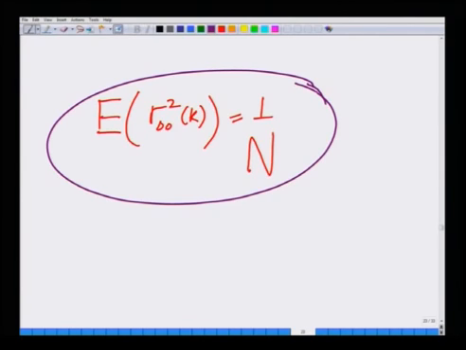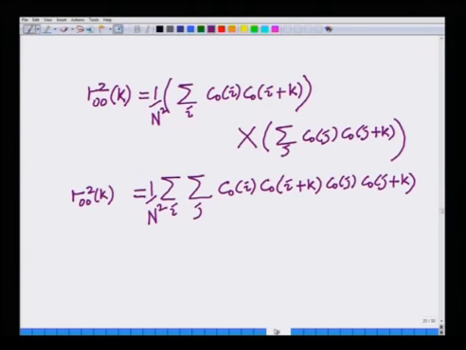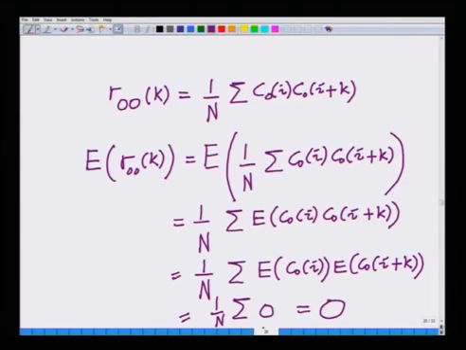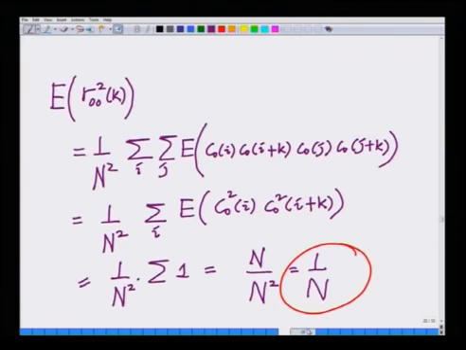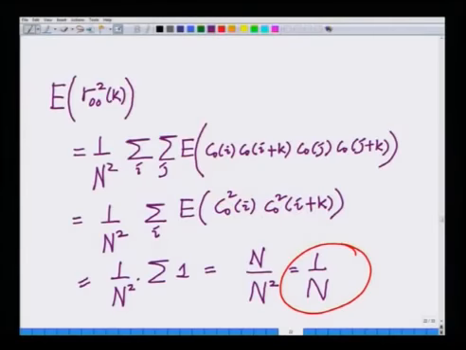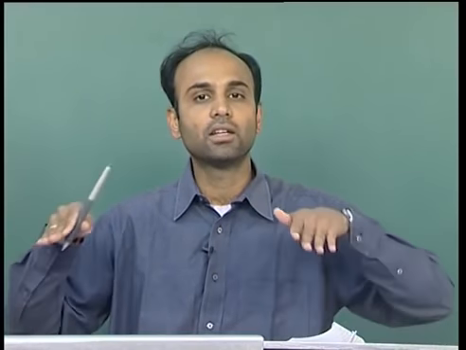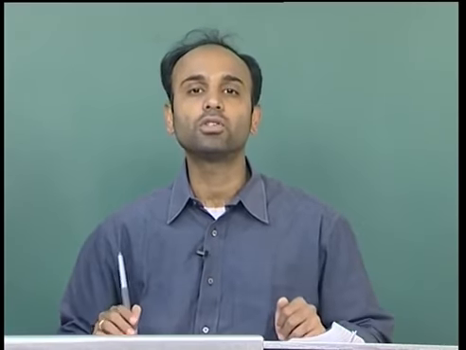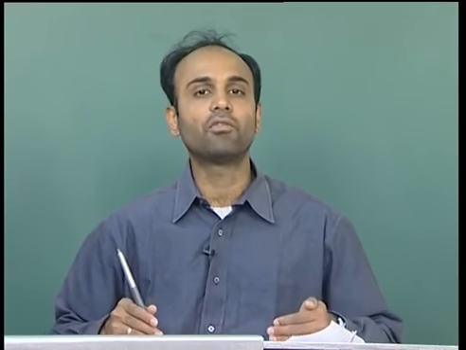So, given two random sequences, first we have derived that expected R 0 0 k is 0, and the second moment expected R 0 0 square, that is the variance of the shifted correlation, is 1 over n. It decays as a function of n. As the length n increases, this variance goes to 0. This is an important property when we study the behavior of CDMA systems.